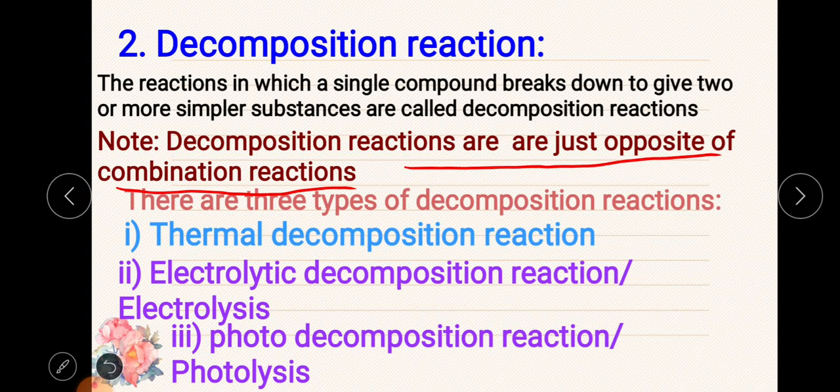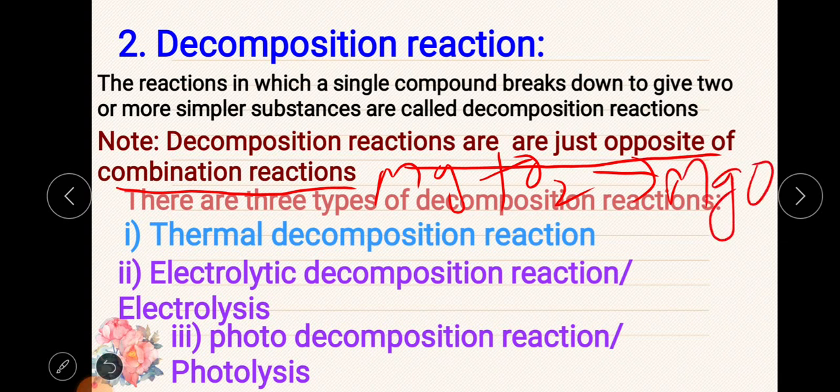In this decomposition reaction, we are going to see how a single compound breaks down into many products, as we saw in previous combination reactions. For example, when magnesium reacts with oxygen, we get magnesium oxide. So this is a combination reaction where magnesium and oxygen combined and gave magnesium oxide as a product. But in decomposition, this magnesium oxide will split up into many compounds.